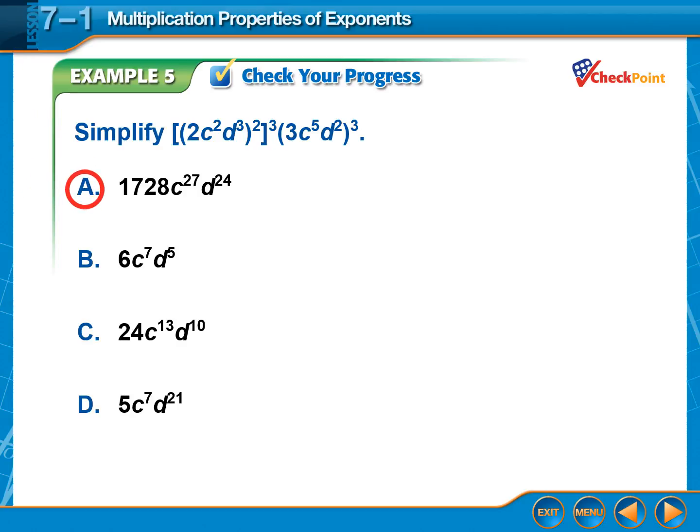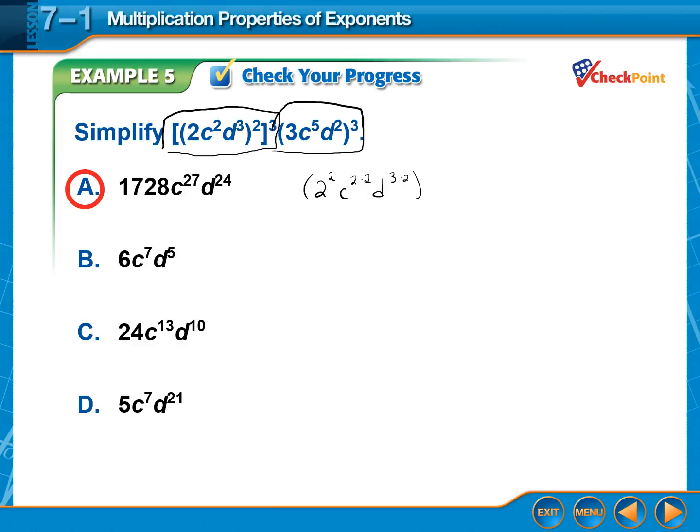So you should have gotten a correct answer of 1,728 times c to the 27th times d to the 24th. And again, what you could do is take this into two different parts. Simplify the first part, simplify the second part, and then combine the two together. So if you take 2c squared d to the third and raise it to the second power, the first thing that you're going to do is do 2 to the second, c, we're going to multiply 2 times 2, d, we're going to multiply 3 times 2.